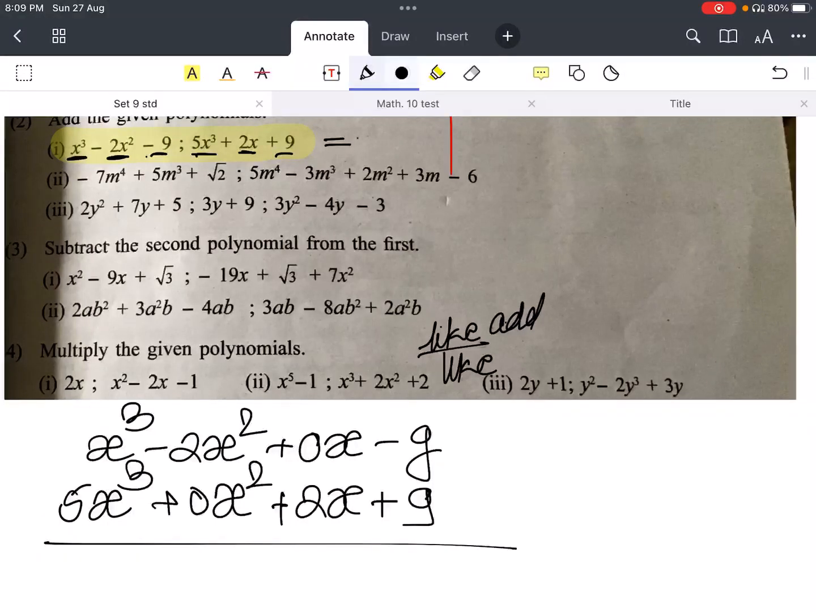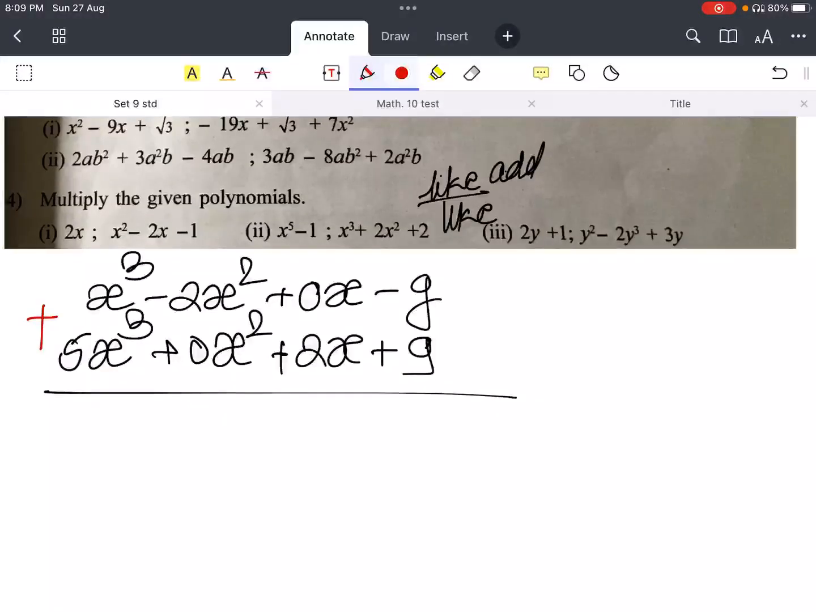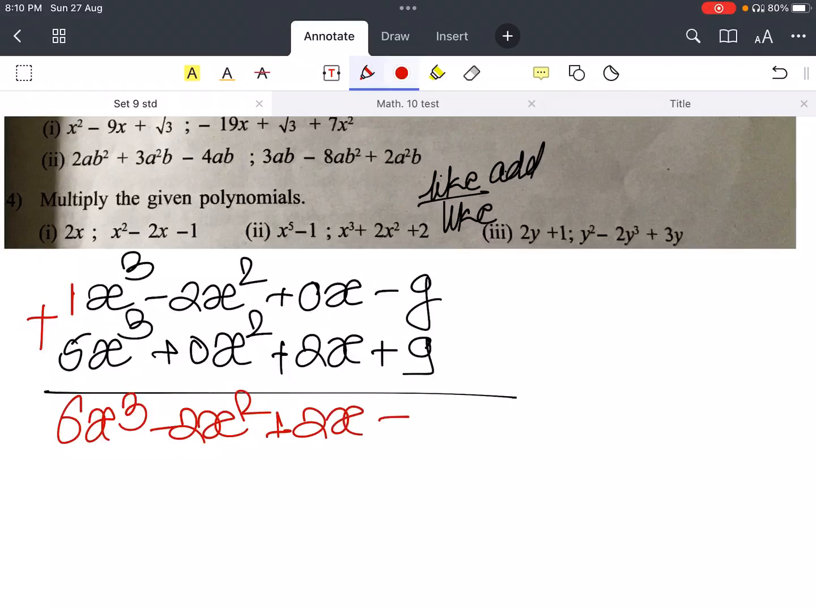Now simply we have to add these equations. Obviously we know that like terms add with the like terms. Here x cube is there, so the coefficient is always 1. So 1 plus 5, 6x cube. Then minus 2 plus 0, that is minus 2x square. Then plus 2x, minus 9 plus 9, 0. So this is your answer. Next question.